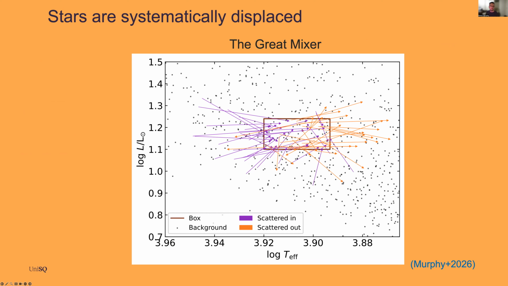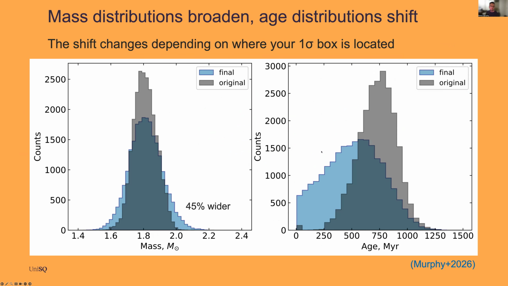But the purple are stars that get scattered in, and the orange are the stars that get scattered out. This means there's quite a difference in stellar parameters of stars that you actually think are in the box from non-rotating models versus reality. And we can measure that.